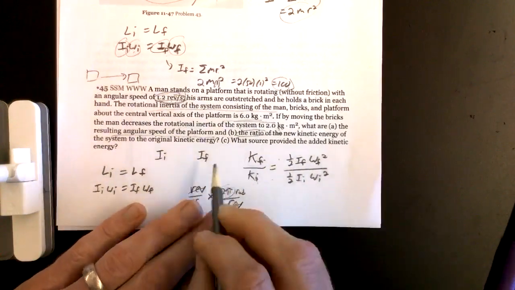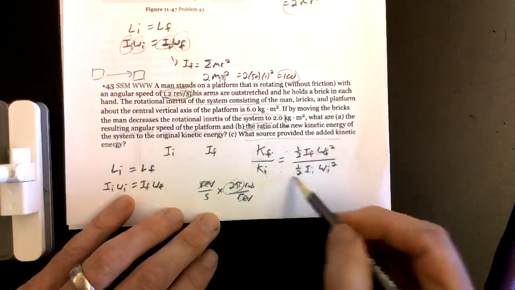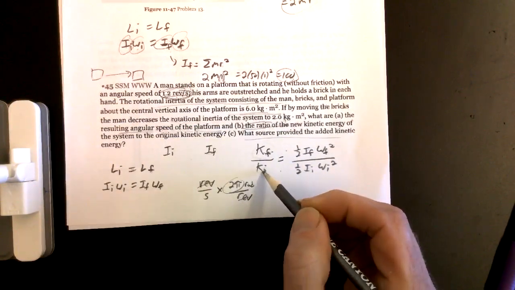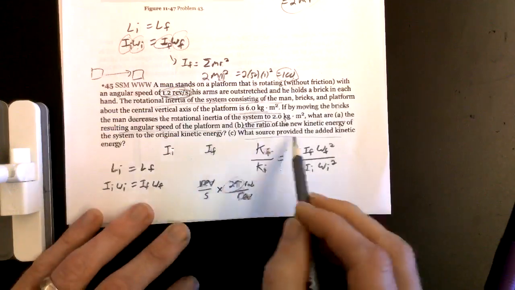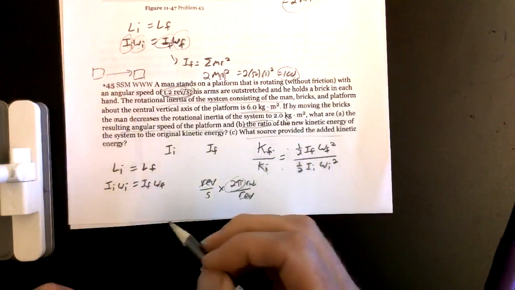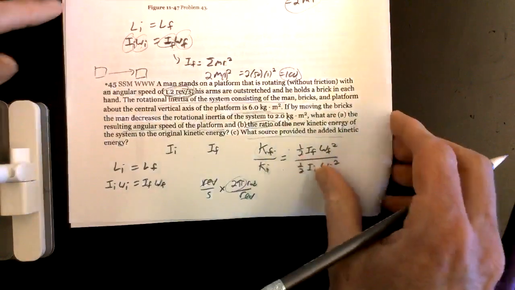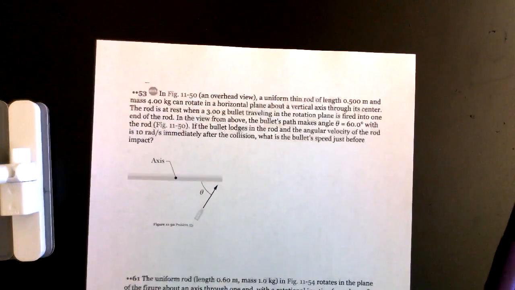And then it asks what source provided the additional energy. This is going to be a ratio that's bigger than 1. So the final kinetic energy is more than the initial kinetic energy. And the source of that kinetic energy is because the man had to pull his arms in and do work on the bricks as he pulled his arms in. Okay, moving right along. There's a lot going on here. So let's move on to 53.